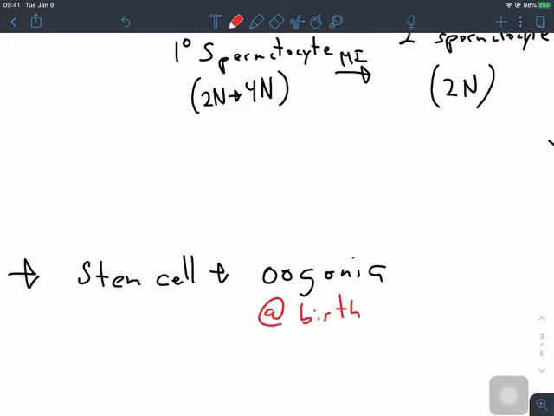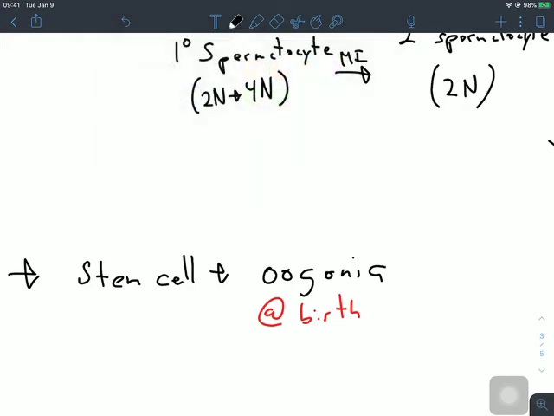Now, these oogonia, or oogonium for singular, you start with something like 7 million of them. But at the time when you are born as a female, you will be down to something like 1 to 2 million oogonia, stem cells for eggs. So there's a lot of them, right? More than you'll use in your lifetime, more than you could possibly use in your lifetime.